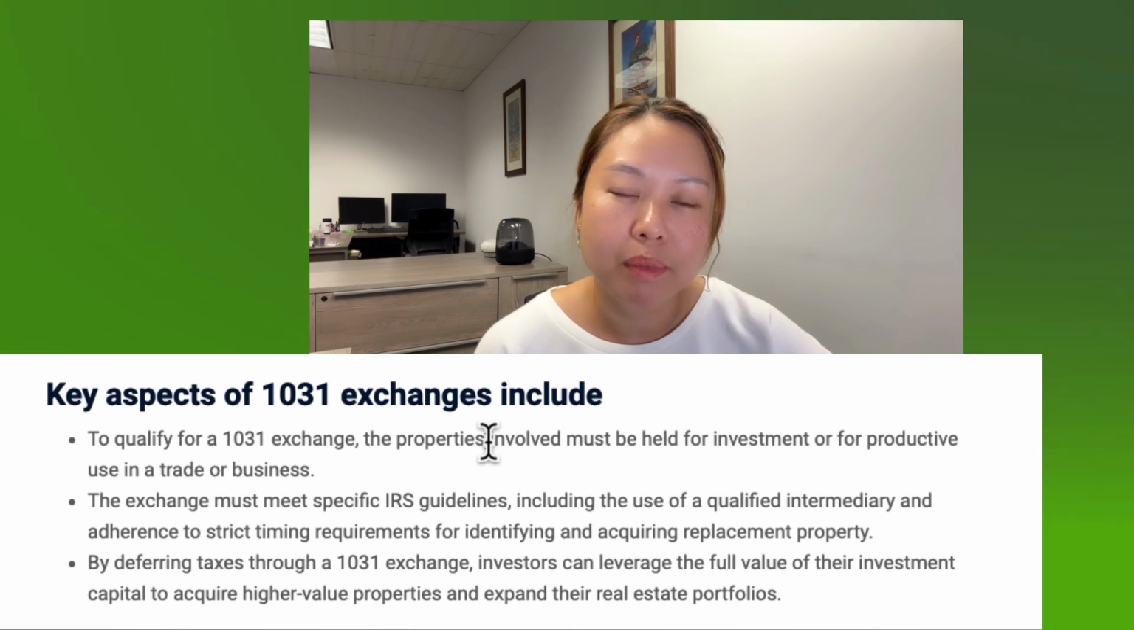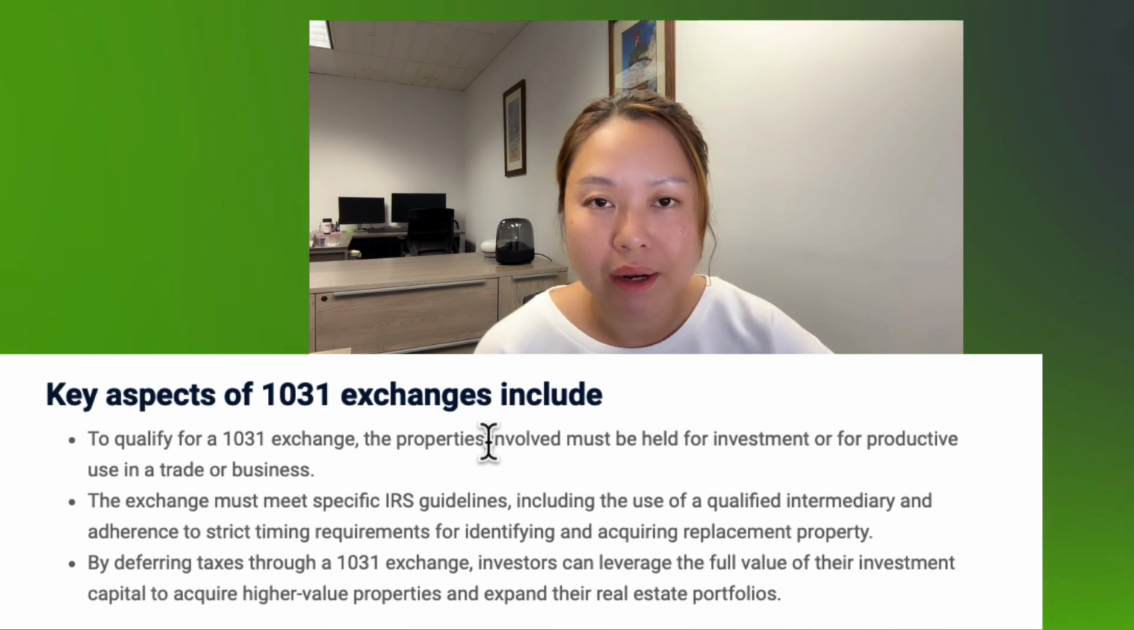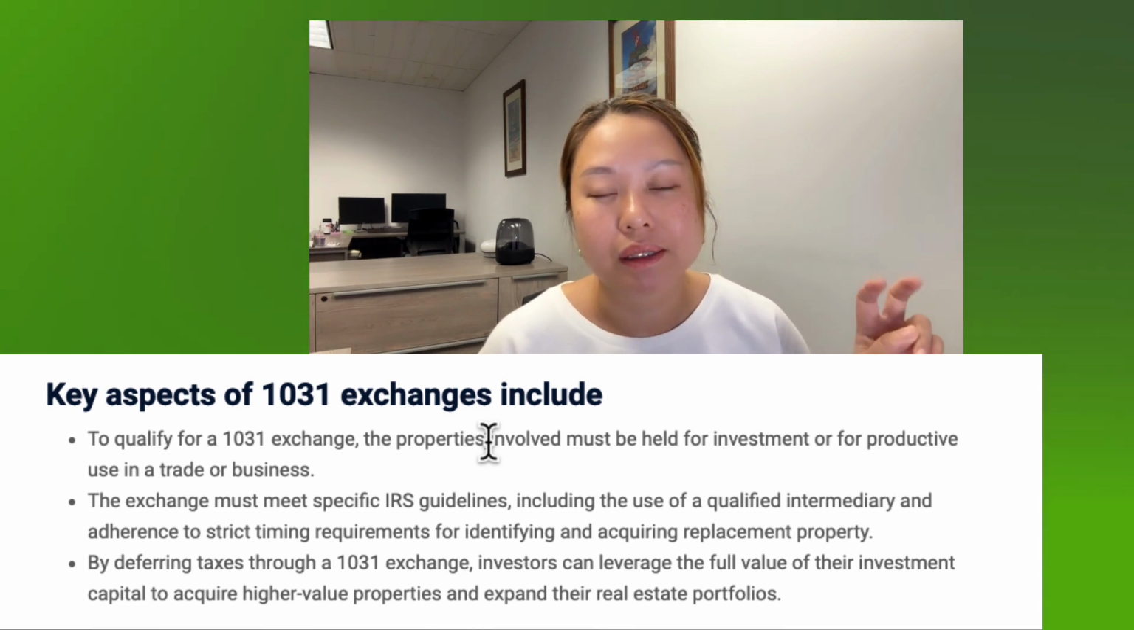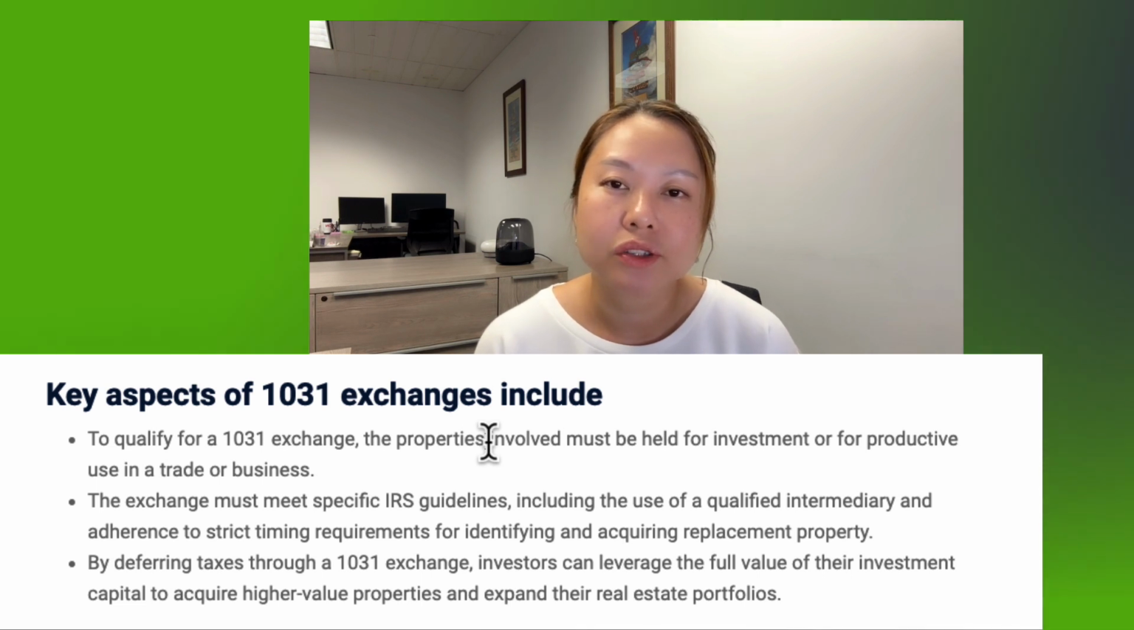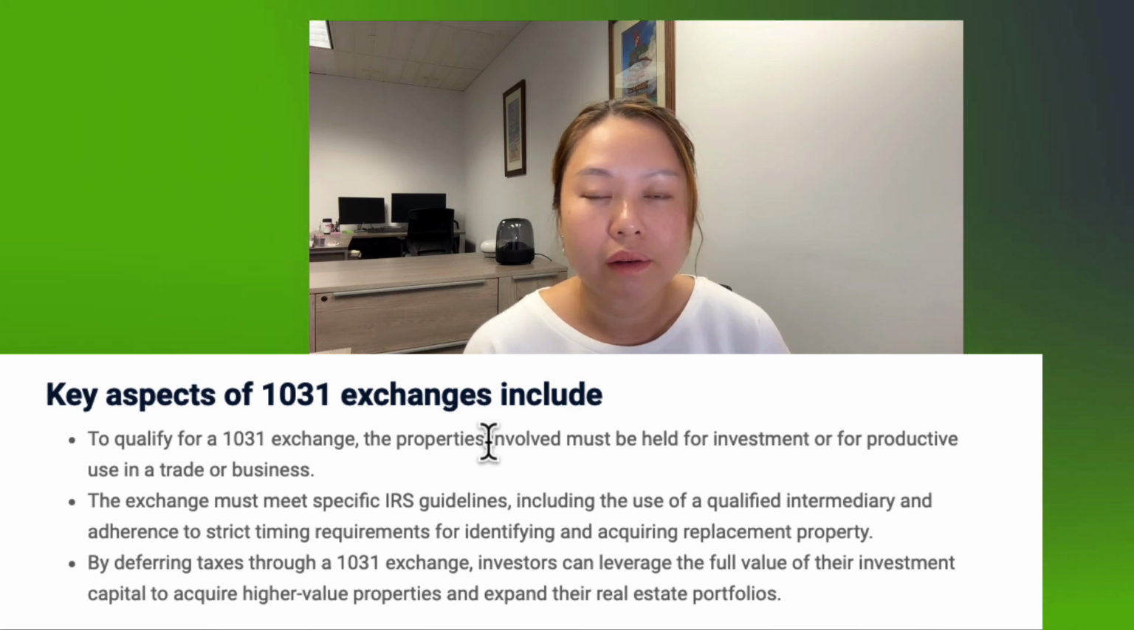The 1031 exchange is named after Section 1031 in the Internal Revenue Code. Before the Tax Cuts and Jobs Act, a lot more property could be exchanged, which is called a like-kind exchange in tax terms. But after the Tax Cuts and Jobs Act, a lot of things changed, so only real estate still qualifies for the 1031 exchange. Some key aspects: first, to qualify, the property has to be used for trade or business, so it cannot be personal property, and it has to be real estate.